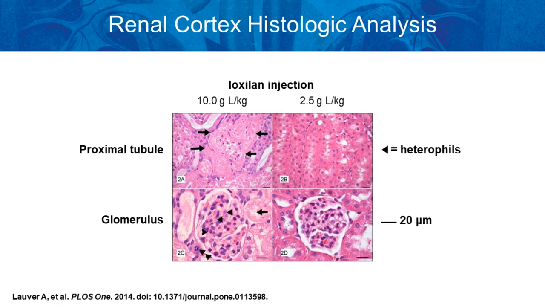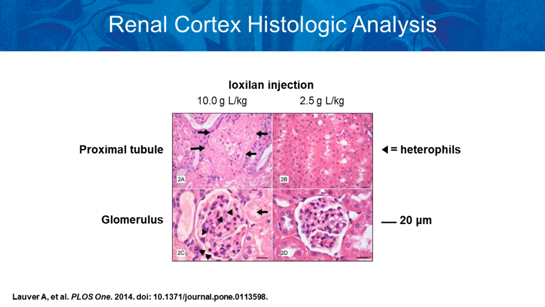And then on the right panels, 2B and 2D, you have a rabbit that got 2.5 grams iodine per kilogram. And in this rabbit, there is some swelling, but it's markedly less. What I was surprised by was that even with a smaller amount of contrast, which actually corresponds to what about 10% of the patients in the cath lab are getting in contemporary practice, you will see some degree of injury in a healthy rabbit. This is a rabbit that has no chronic kidney disease.